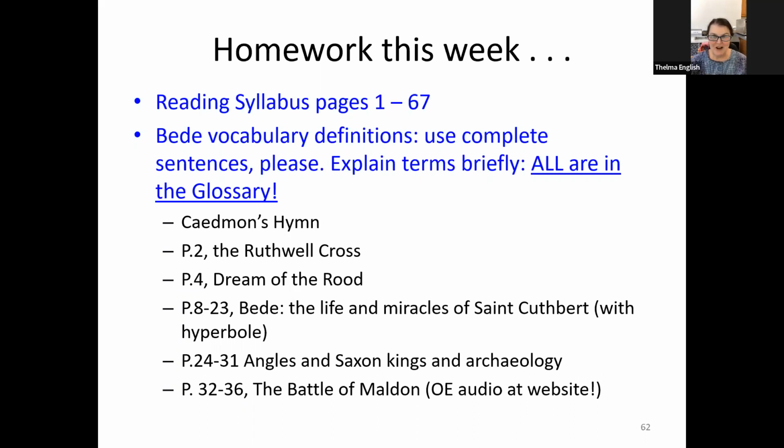The rood is the cross. And this is the cross having a dream that Jesus dies on this cross. And these are the words of the cross itself. It's pretty cool, Old English stuff.